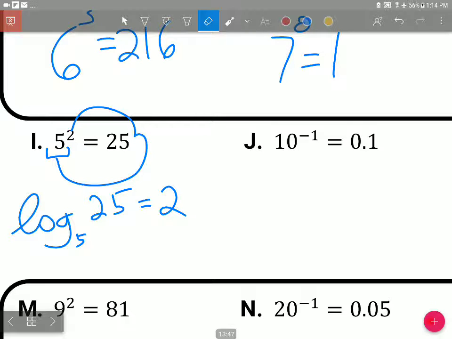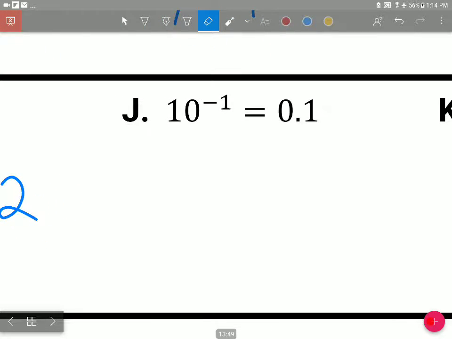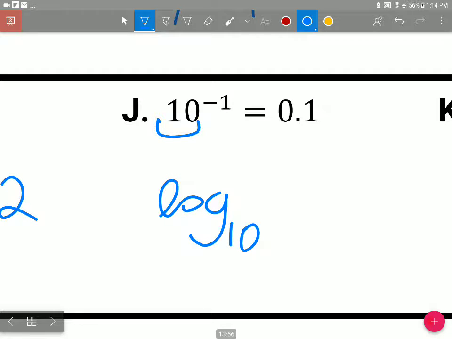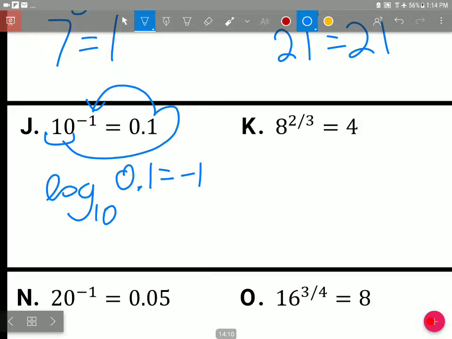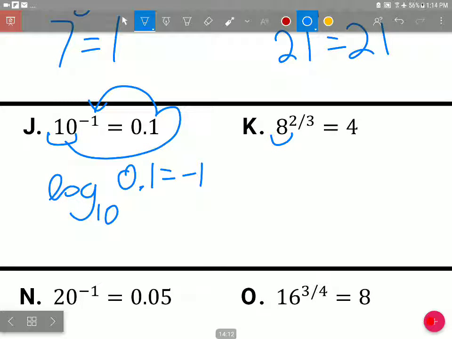Letter J. Again, your base. What's your base in this case? 10. So 10 to the log base 10 of what? 2.1 equals -1. Good. Base, argument, exponent. Base, argument, exponent. K, same idea. What is your base in letter K? 8. So log base 8 of 4 equals 2/3.